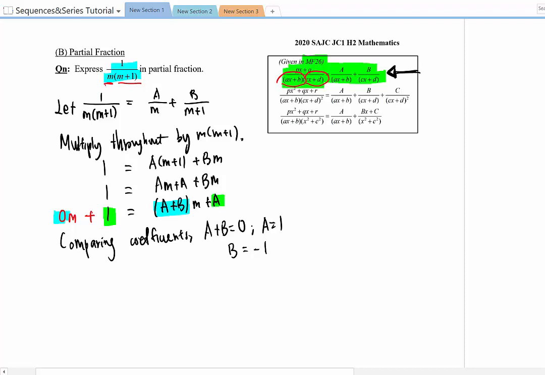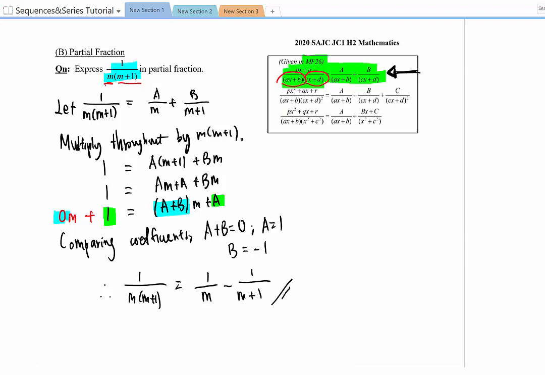But this is not the final answer because we have to sub back and express it in partial fraction. Therefore, 1 over m(m + 1) is equals to 1 over m, and since B is -1, we can write this to be minus 1 over m plus 1. And this is our final answer.